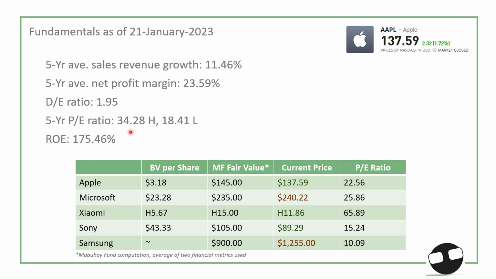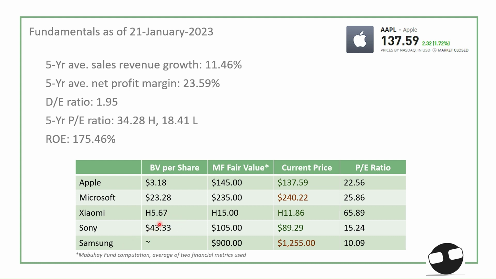And then for the 5-year PE ratio, we have 34 high, and then we also have 18 low. If you look at the current PE of Apple, that's around 22, so it's pretty much near its 5-year low. Now, the ROE is very impressive. That's triple digit, 175%. For the competition, I have here Microsoft, Xiaomi, Sony, and Samsung.